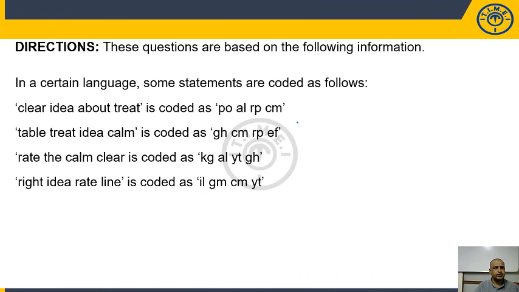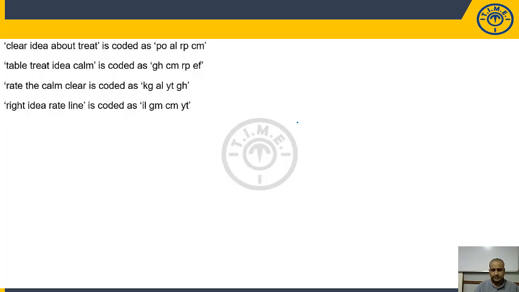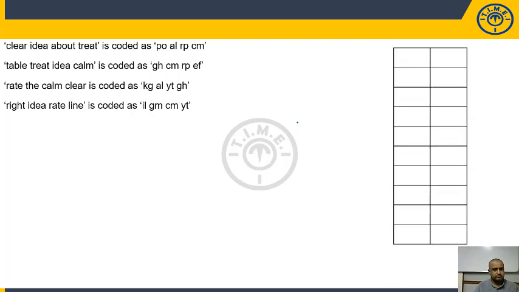Now let's come to the coding decoding. Very easy set. We have given 4 statements and each statement has 4 words and 4 codes. Okay, let's try to solve it. Now in the first statement we have the terms clear, idea, treat. So where we have the clear? Do we have clear anywhere? Yes, in the third statement.